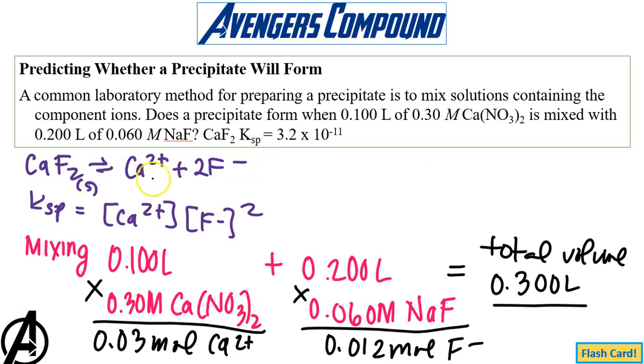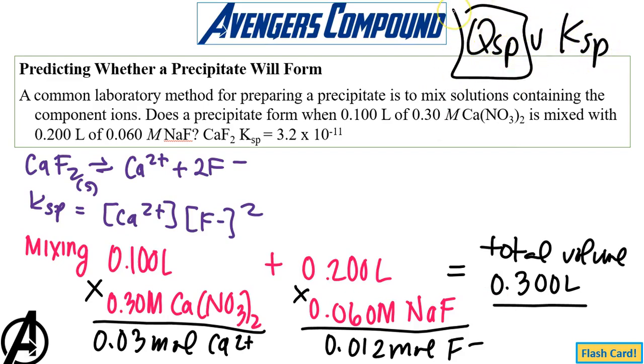Since we already have our dissolution equation, I'm then going to write my Ksp expression, which is equal to Ca2+ multiplied by F minus squared, right? Then I go back to the problem. It says that we are mixing 0.100 liters of a 0.30 molar calcium nitrate solution with 0.200 liters of a 0.06 molar NaF solution. So the total volume at the end of all this mixing is going to be 0.300 liters. And then again, because I know I'm trying to focus on Qsp versus Ksp, I know I have to figure out my Qsp amount.